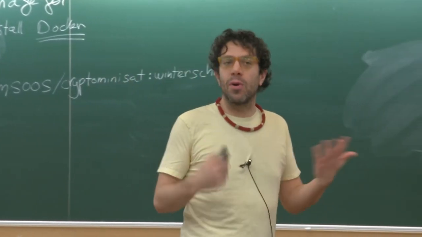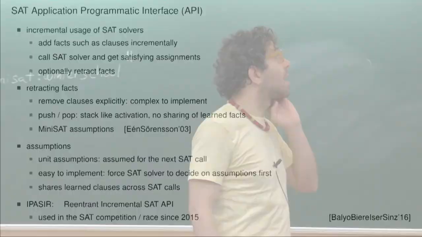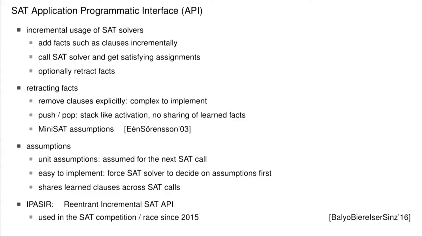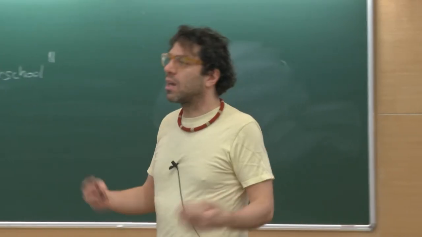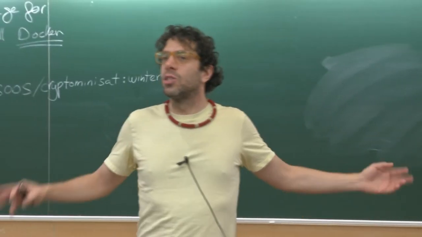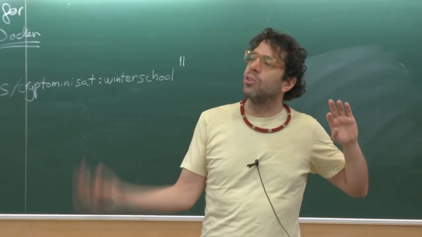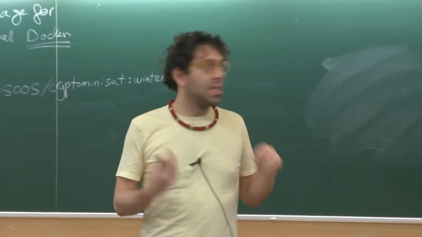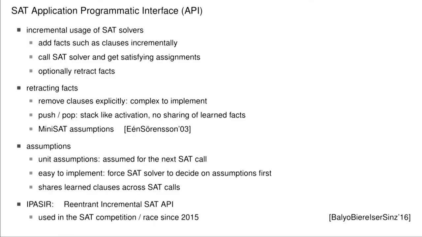And for that, you need some kind of programmatic interface. And so this programmatic interface was basically created, what's called IPASIR. That is sort of a standard interface for all SAT solvers. So you can just change the SAT solver underneath and you don't realize that you have changed it. And this was mostly derived from Minisat's original API.